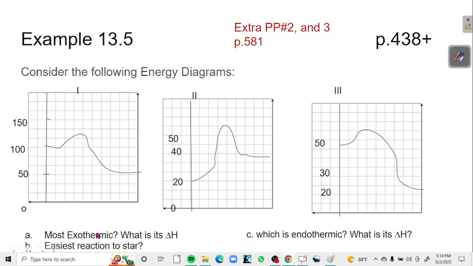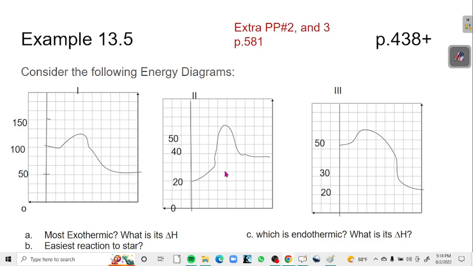Let's read the amount of energy released. 100 and this one is almost 50. So let's say that this lost about 50 kilojoules of energy. What about this one? Here are your reactants, here's your product. The difference between 50 and about 25 is 25. So this one lost about 25 kilojoules of energy. So this one right here is the most exothermic, and the change of enthalpy is minus 50 kilojoules. First one is done.